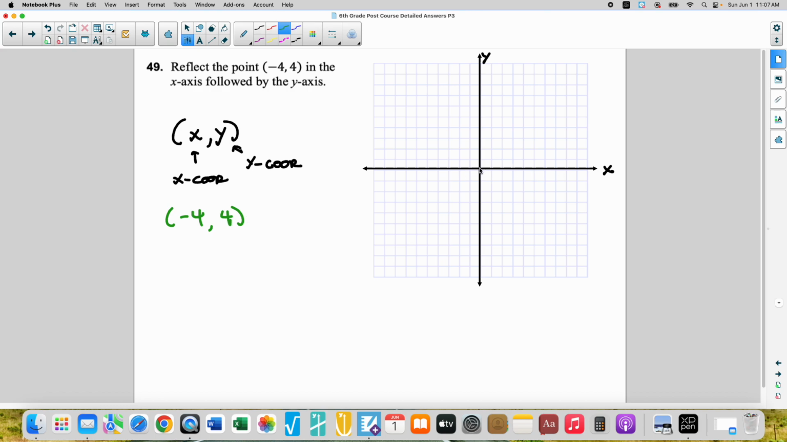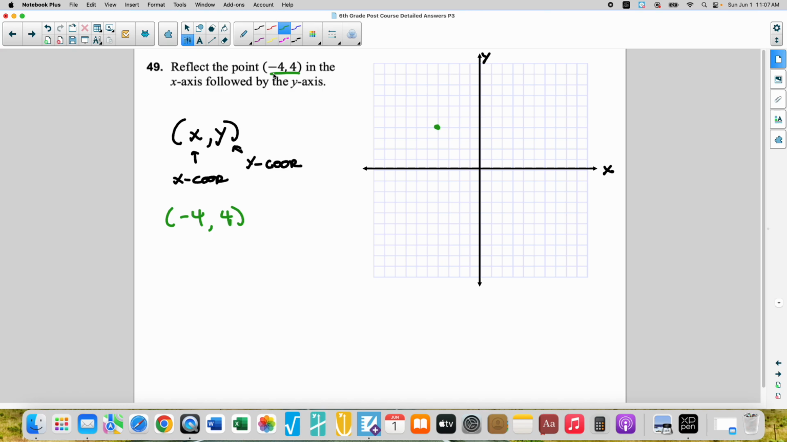Here's the origin. So x would be 1, 2, 3 positive values. X will be negative values. Y will be positive values. Y will be negative values down here. So negative 4 on the x and positive 4 on the y would take us to that point. So negative 4, 4, that's our point.